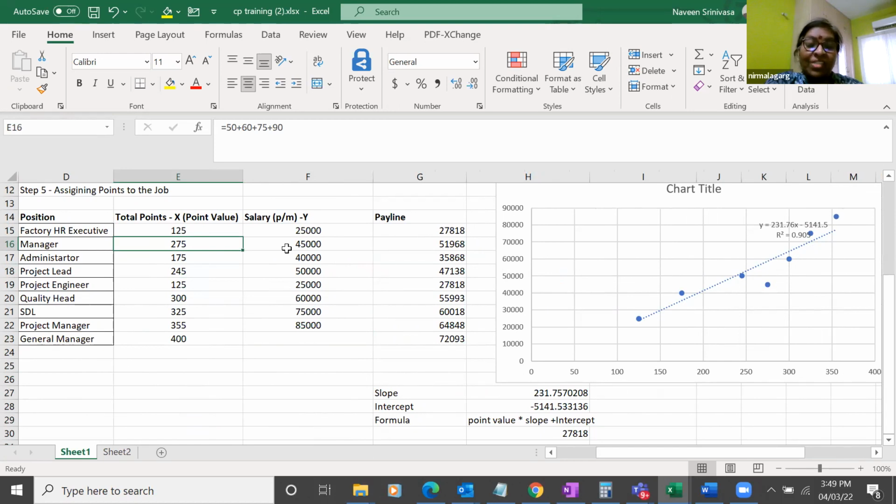So what I'm trying to say is how you can make out which position is higher and still getting lesser salary. So it gives you a good understanding. Got it? Have you understood, guys? This entire thing, you all have done very well. Well done.